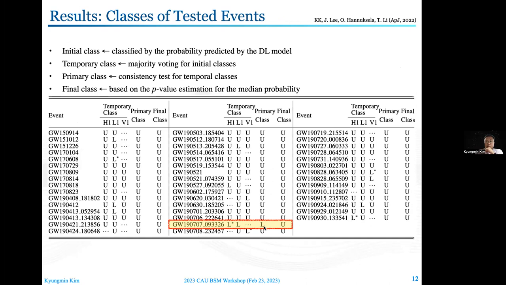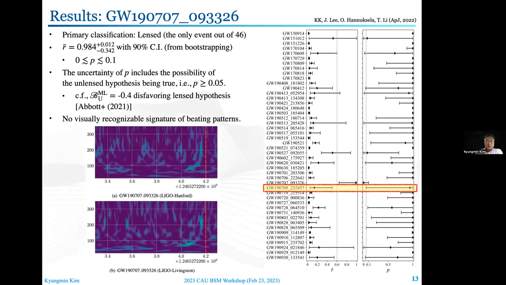But when we look at the details of this event, the median probability was high enough, with the 90% credible interval estimated from bootstrapping. But for this median probability, we obtained a p-value that lies in a rather wide range. As we know from statistics, the uncertainty of the p-value included the possibility of the unlensed hypothesis being true. It means it contains p bigger than 0.05.